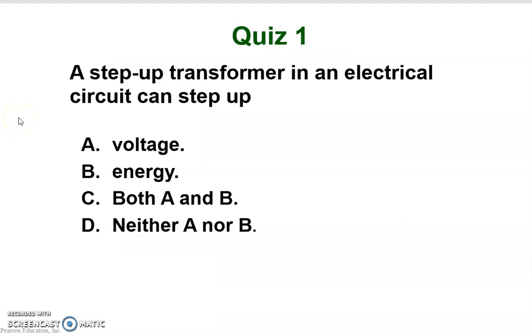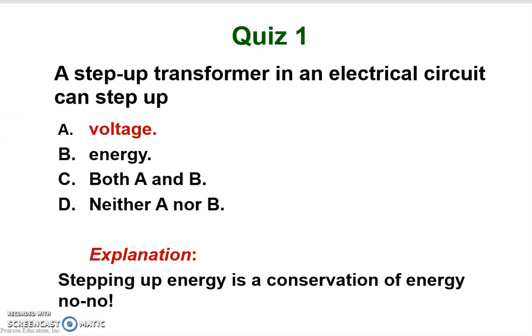What can the transformer do in a circuit? The answer is voltage difference. They can lower or boost the voltage, but they cannot change the energy. Energy is conserved. Energy entering the primary loop will be the same energy out from the secondary loop. So energy is conserved.